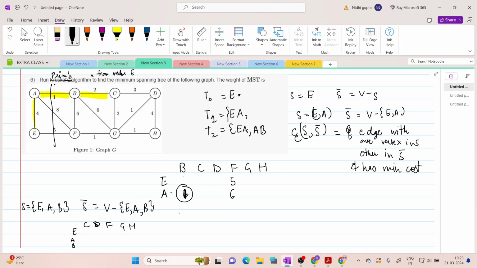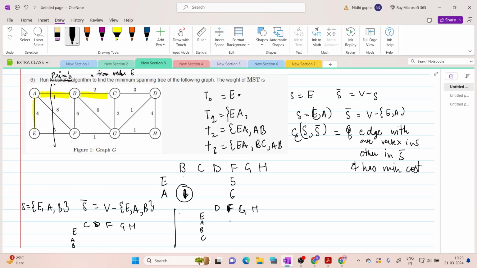Now we have T3 as EA, BC, AB. Now the new cut is E, A, B, C, and then we have D, F, G, H. And in this new cut, what is the smallest weight edge?